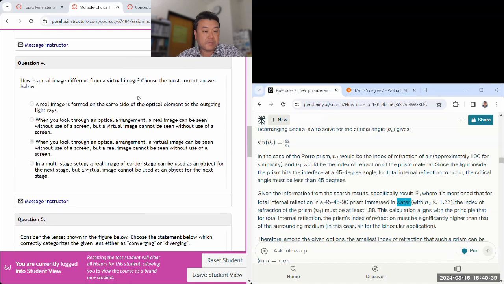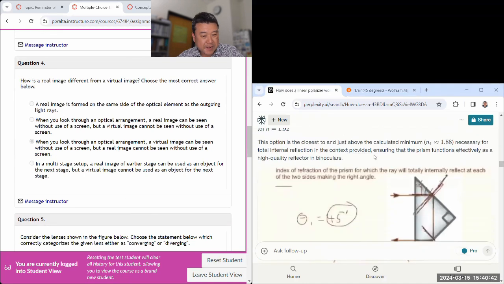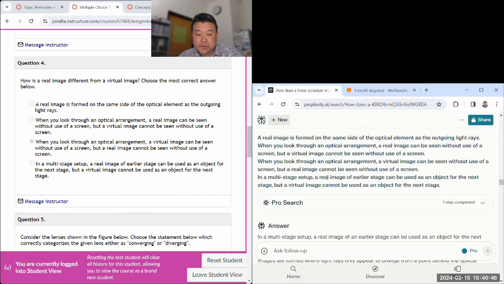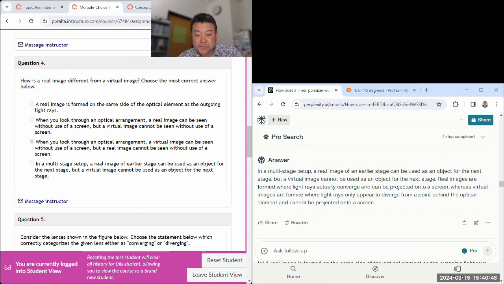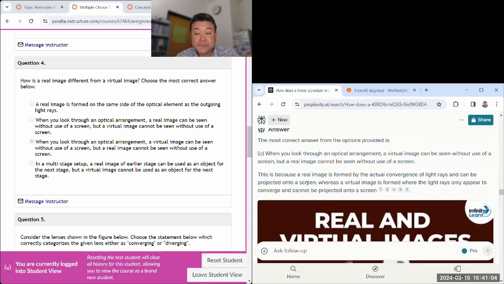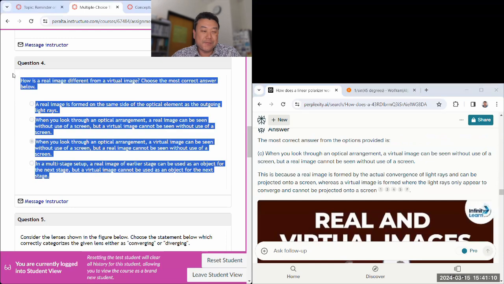How is real image different? So again here, if you had asked ChatGPT, then I think it would have given you wrong answer. How is a real image different from virtual image? That absolutely cannot be used as an object for the next stage. That's also wrong. I don't think Perplexity really understands multi-stage lens setup well. So yeah, I don't know what can help you here, where Perplexity is simply misinformed about this.